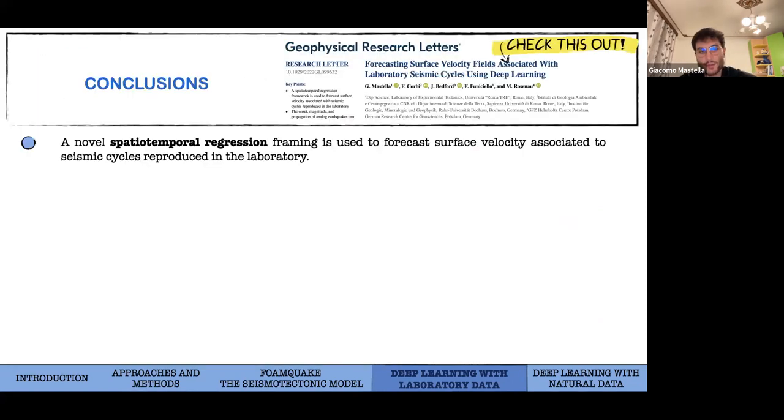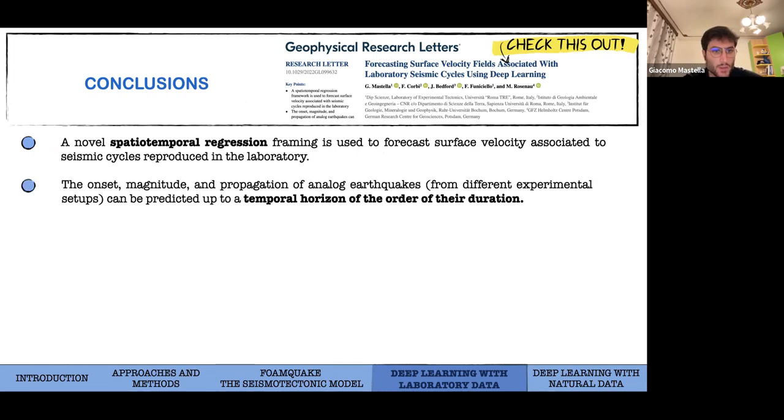So let's conclude this part about laboratory earthquake forecasting. All these conclusions have been published recently in a paper in GRL. So if you are interested, you can check out this article. We introduced a novel spatiotemporal regression to forecast the surface velocity field. Our method allows us to forecast the onset, magnitude, and propagation of analog earthquakes up to a temporal horizon of the order of the duration.